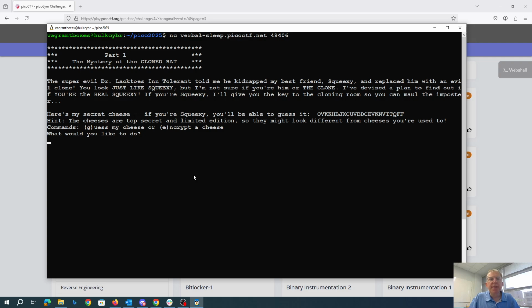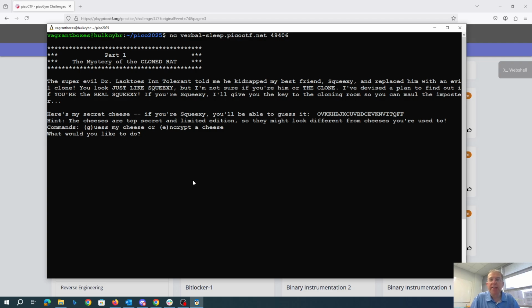Okay, replace him with an evil clone. You look just like Squeaksy, but I'm not sure if you're him or the clone. It's Squeaksy. I'll give you the key to the cloning room. Here's my secret cheese. You'll be able to guess it. Guesses are top secret and limited edition, so they might look different from the cheeses you're used to. Guess my cheese or encrypted cheese.